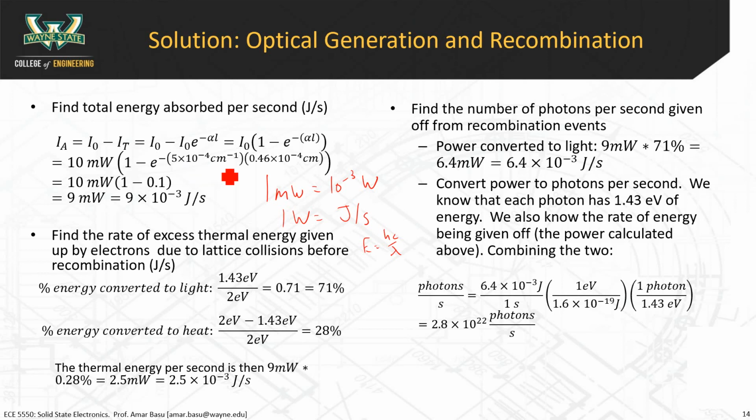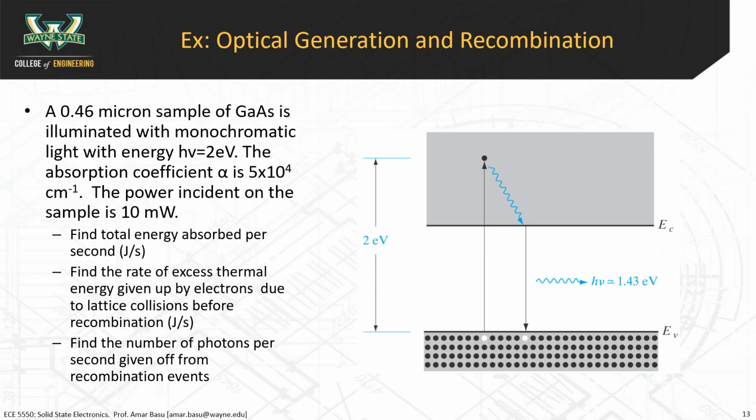So notice that these units, centimeters and centimeter to the negative 1, are inverse of each other, so they cancel when you multiply them together. Then you take the exponential of that and you're left with 1 minus 0.1. So this gives you 9 milliwatts, 10 times 1 minus 0.1 is 9 milliwatts. 9 milliwatts is 9 times 10 to the negative 3 joules per second. So that is the amount of energy being absorbed during this phase of the process.